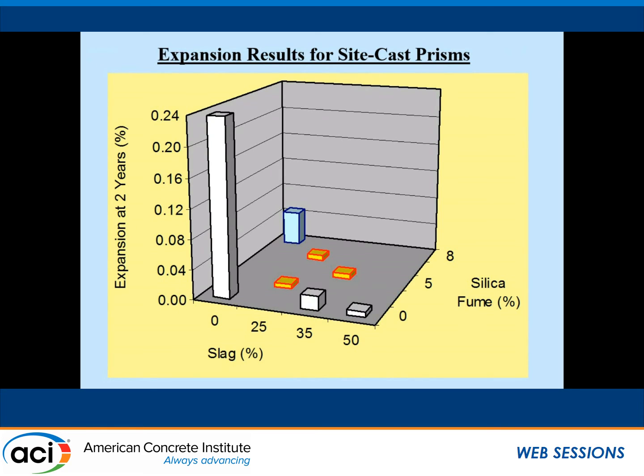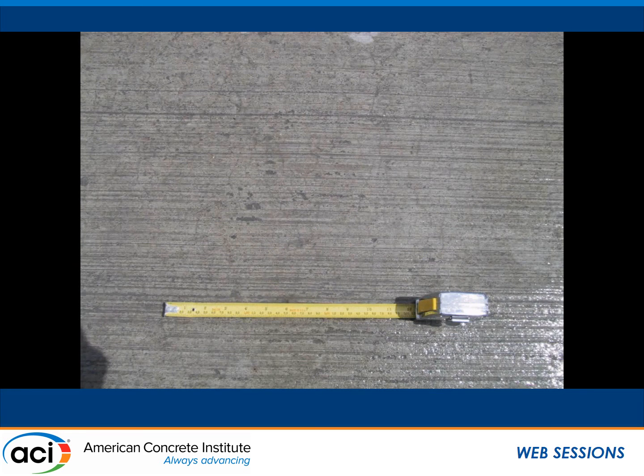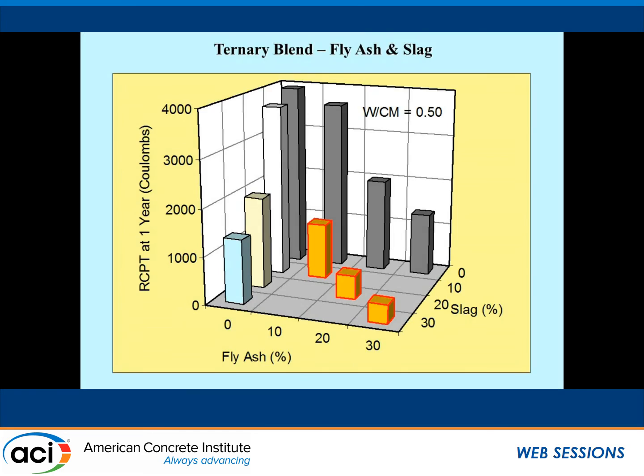I like these ternary plots. So you can see there the expansion of a ternary mix is by far the lowest of all of the blended cement mixes that we actually used. And that just shows the control mix at about 5 years. It was just starting to show cracking at 5 years.